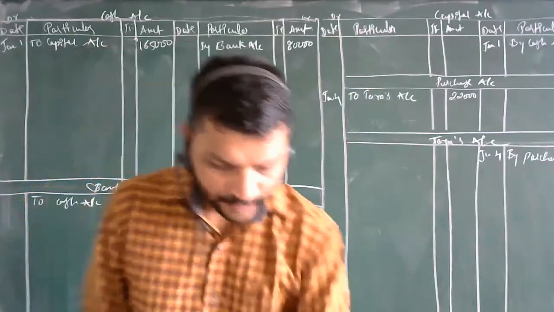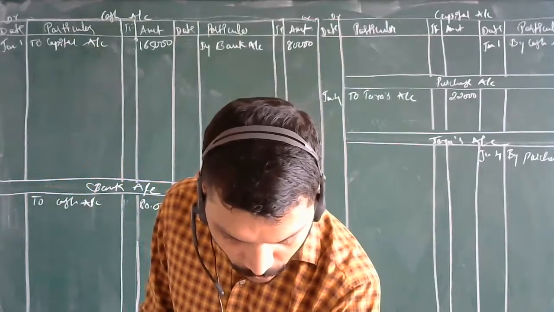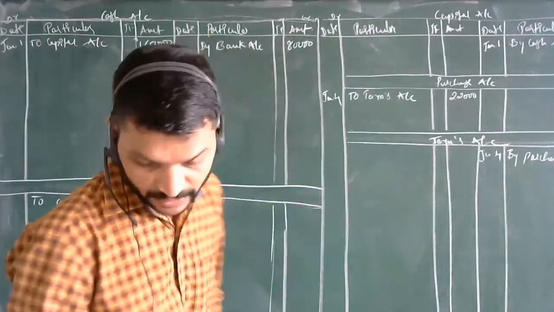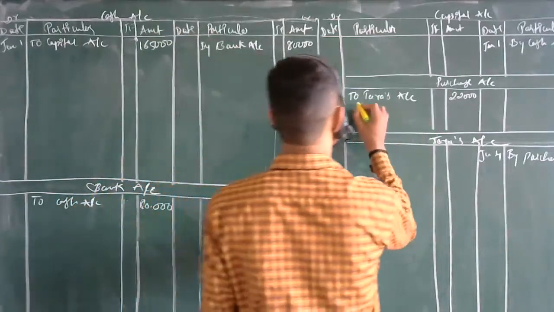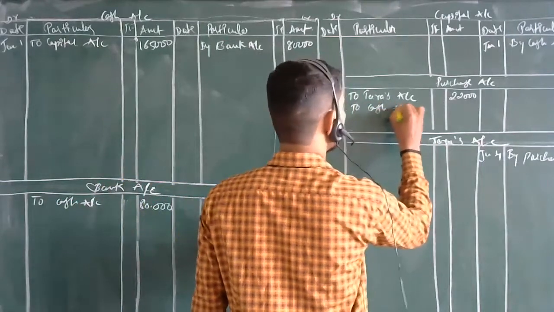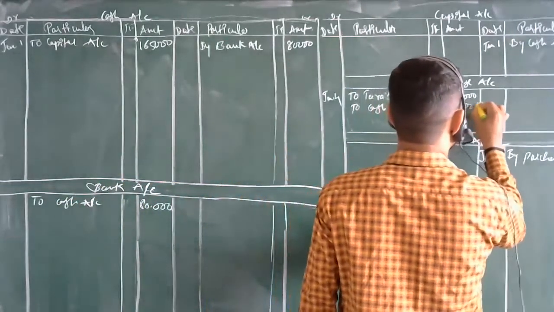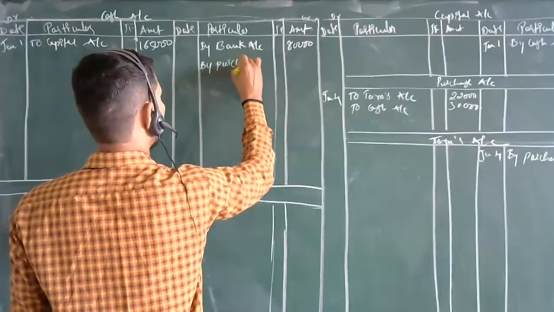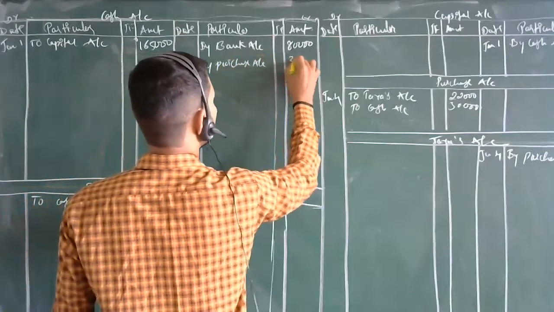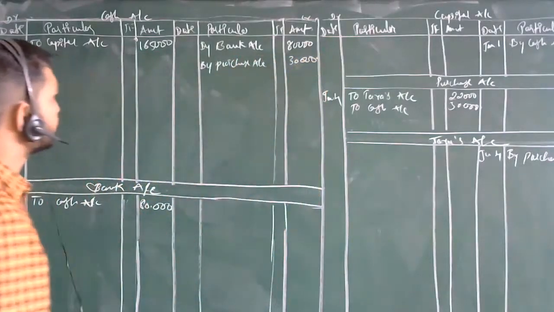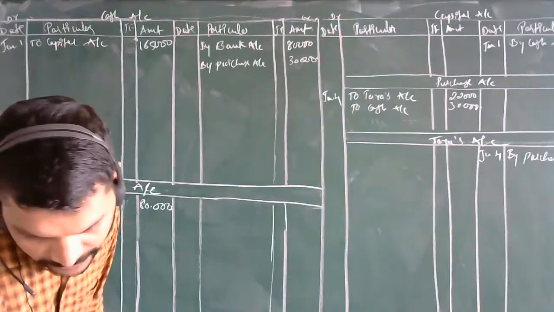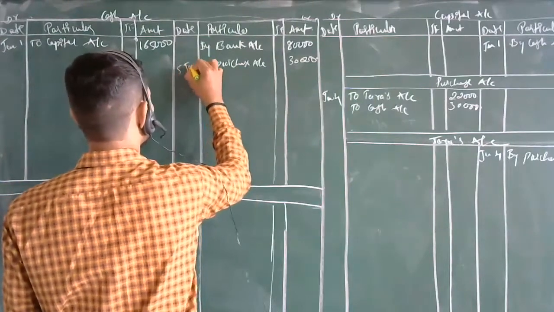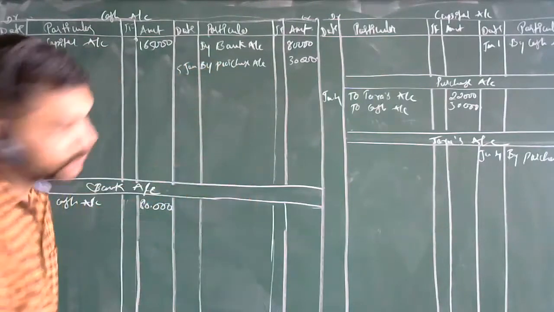So what is the entry for this? Purchased goods for cash means purchase account debit to cash account. What is the amount over here? 30,000. Purchase account to cash account 30,000. Here, in cash, by purchase account 30,000. In this way you are going to get it over here. Then I will write the dates over here. This is on 5th January, and this second entry was on the 3rd January.